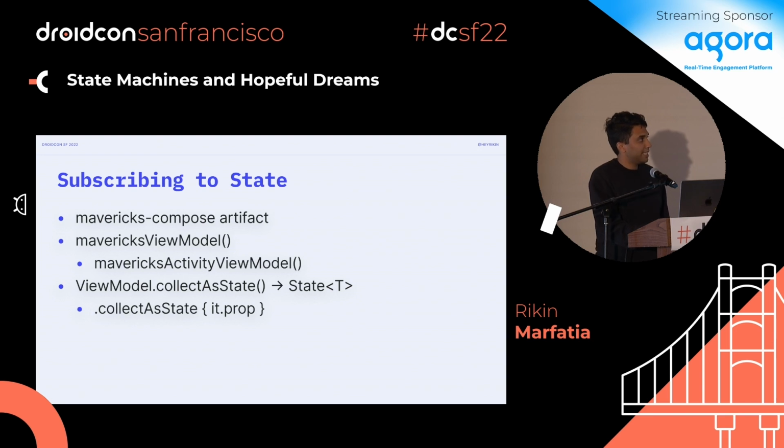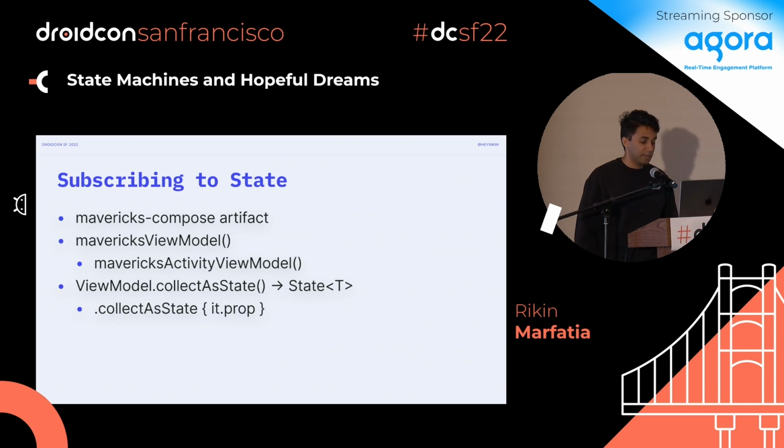So for subscribing to state, there is a Mavericks Compose artifact that adds some nice, more ergonomic ways to access the things that you'll need to subscribe to state. You have this mavericksViewModel, which will give you a view model scoped to the closest lifecycle owner. But if you want, you can specify a different lifecycle owner as a parameter. Or if you know that you want to scope something to an activity or a fragment, they also have convenience functions that allow you to get an activity or fragment scoped view model as well.